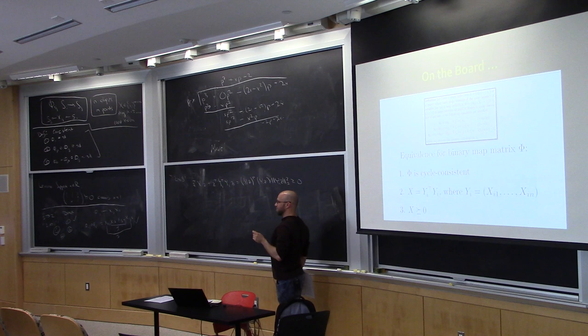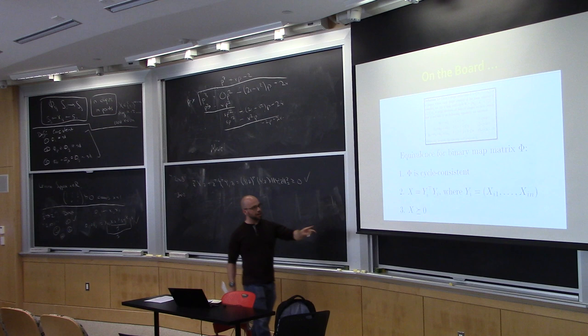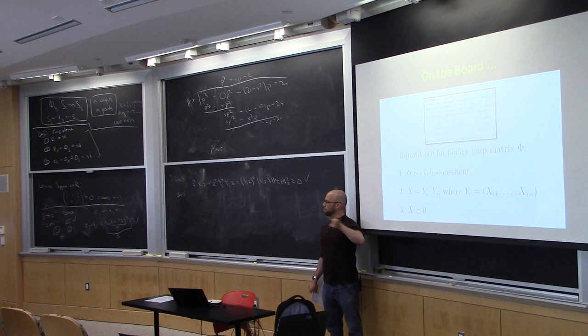Okay. So for our last trick, we're going to do 3 implies 2. And this one is kind of magical, right? Because all I'm going to assume is that my binary matrix is positive semi-definite, and then I get this block condition on it. And what I get for free is that it has rank equal to the size of one of the blocks. Not at all obvious.